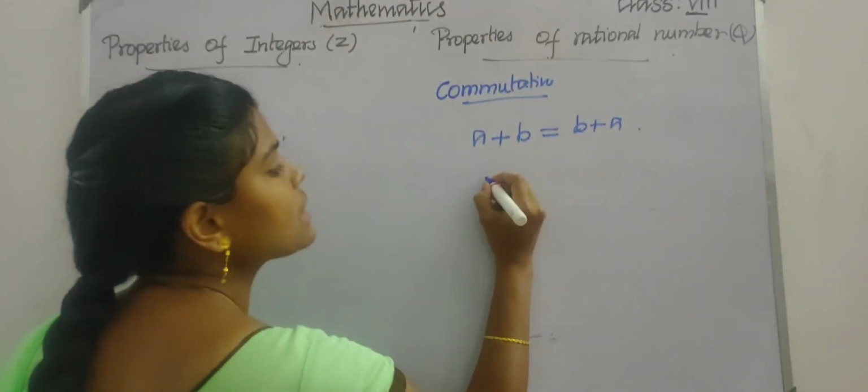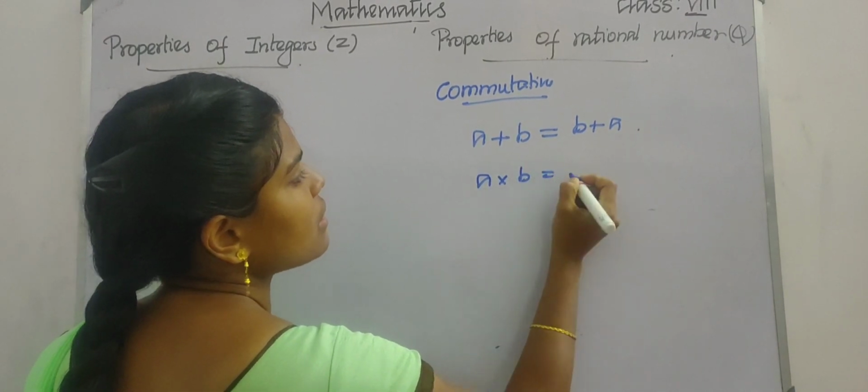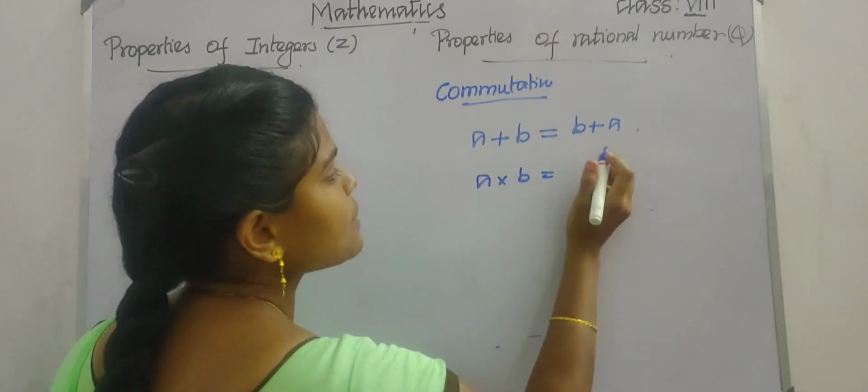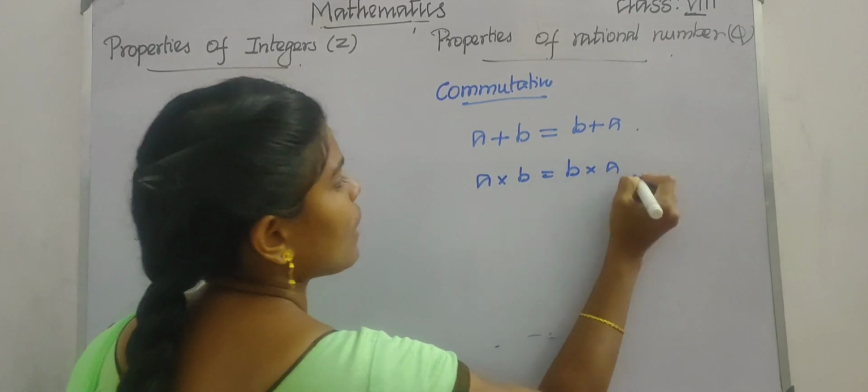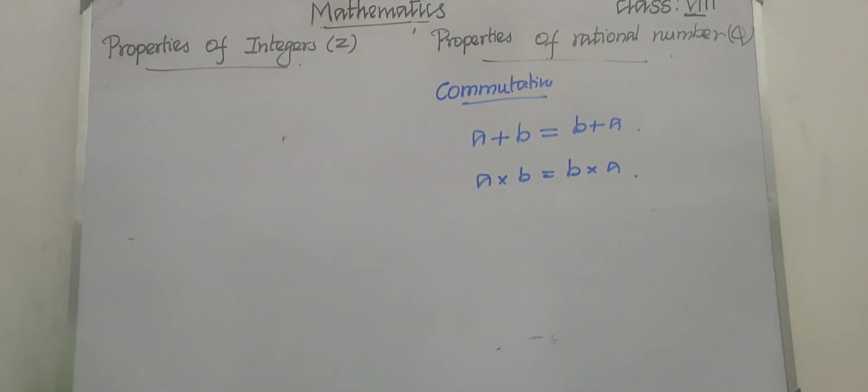And also the multiplication of rational numbers holds. It is possible. Simply, if it is a into b, and if you are changing the order, we will get the same answer, okay children. Can you all understand? Simply we can say the addition of rational numbers is commutative and multiplication of rational numbers is commutative. Okay children, so we have learnt about two properties, closure property and commutative property. Let us continue this in the next class.